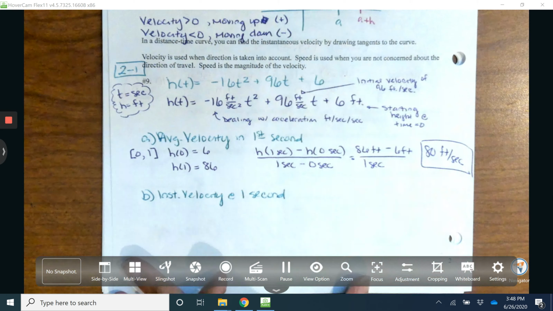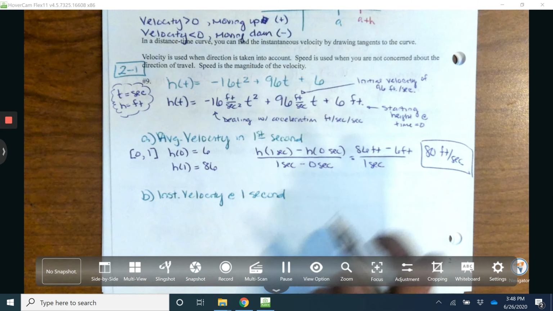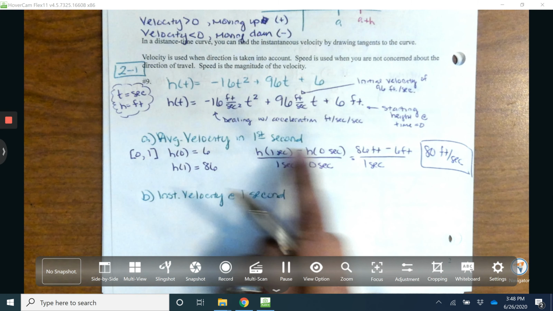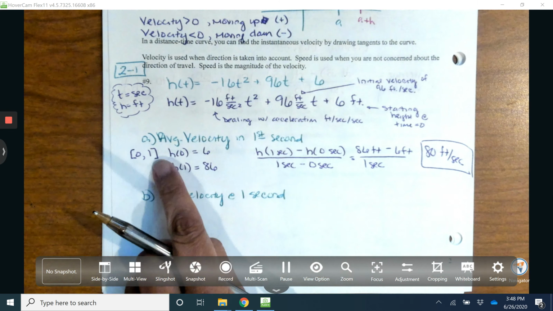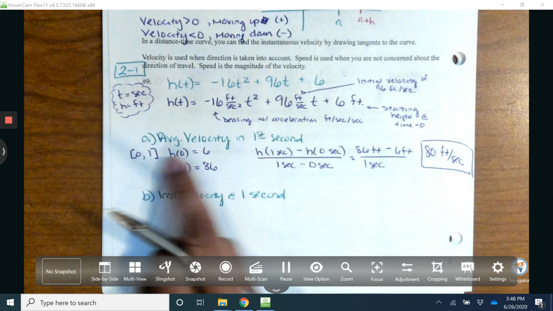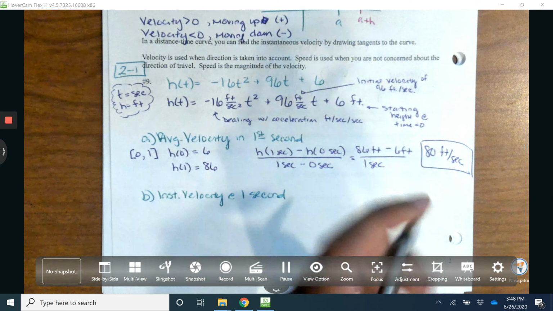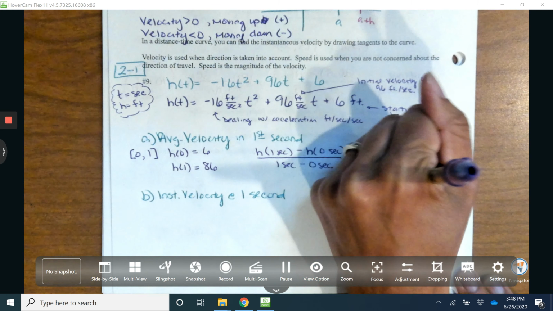This is the slope of the secant line connecting a t value of 0 to a t value of 1. So again, this is the slope of the secant line. Secant line slope.